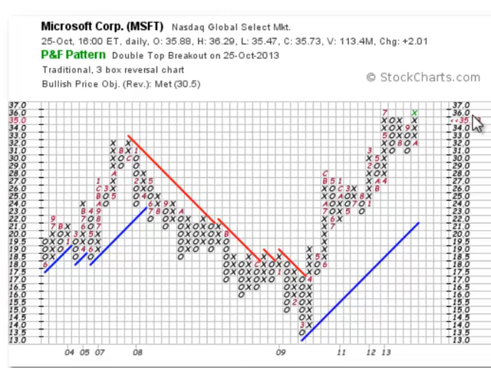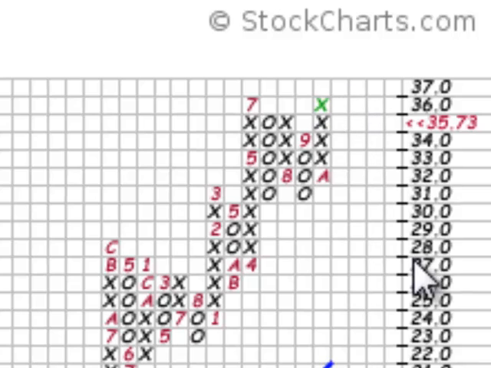Up here at 36, that would be your double top there. If it prints 37, that would be bullish. Or again, we could come back down here and look at that 31 level, 32 level for a support.